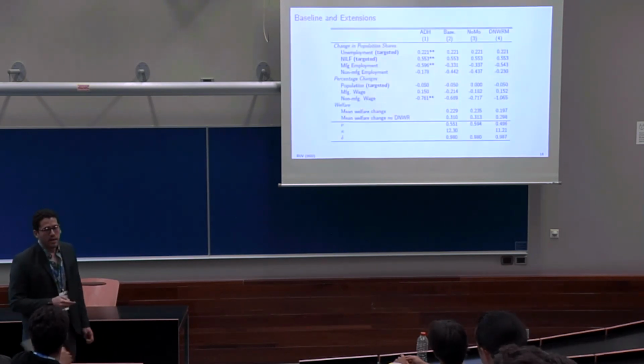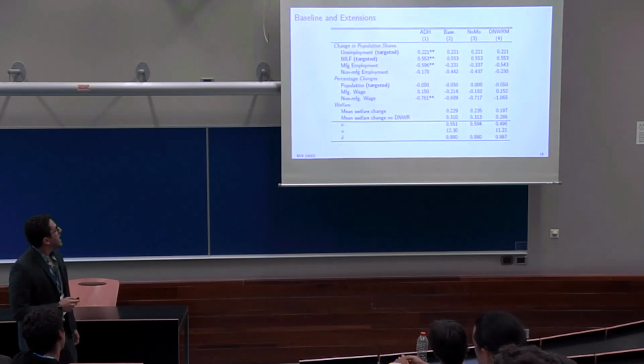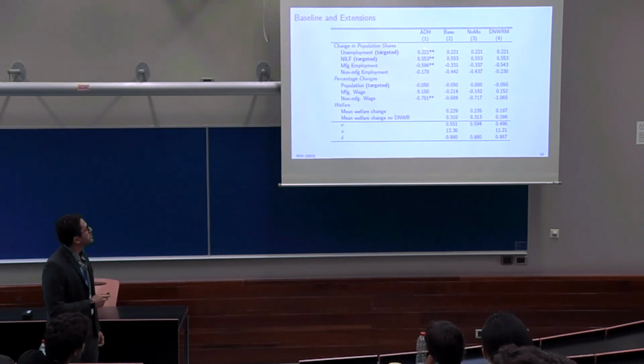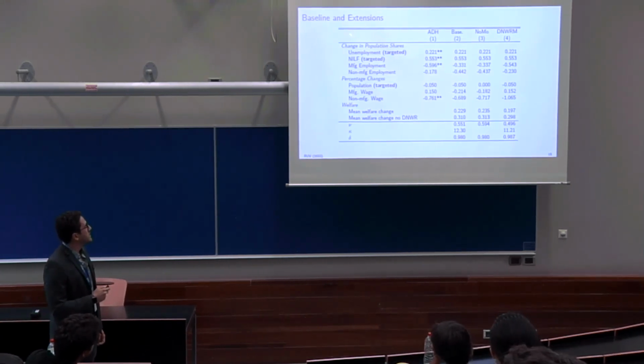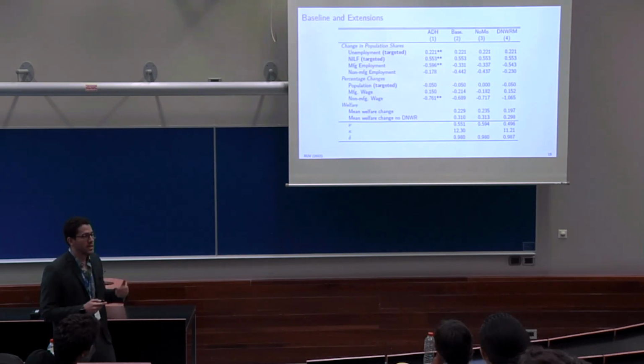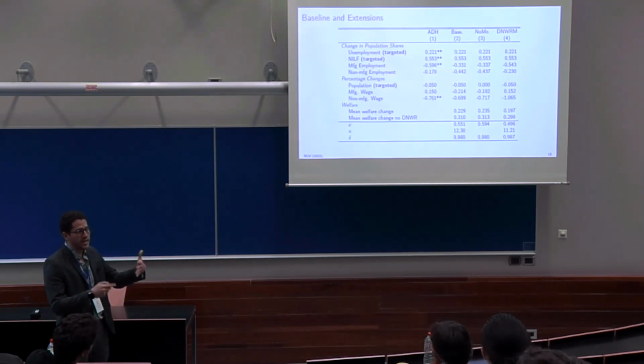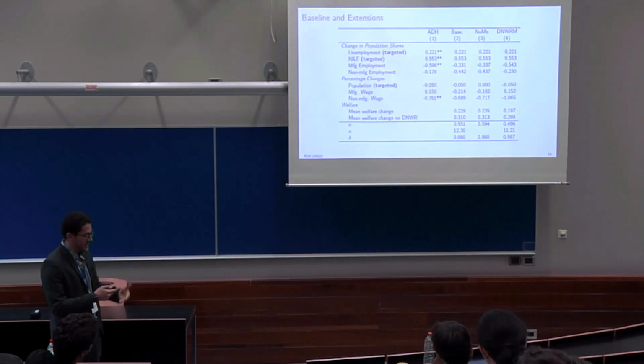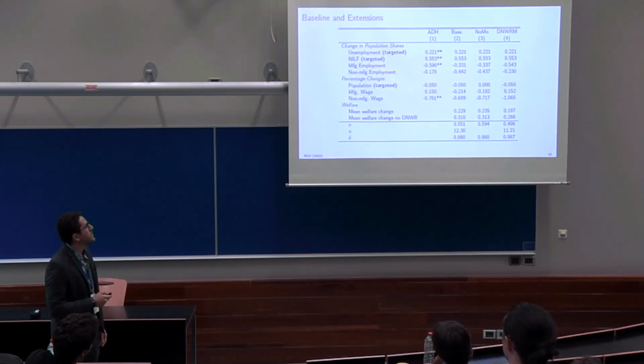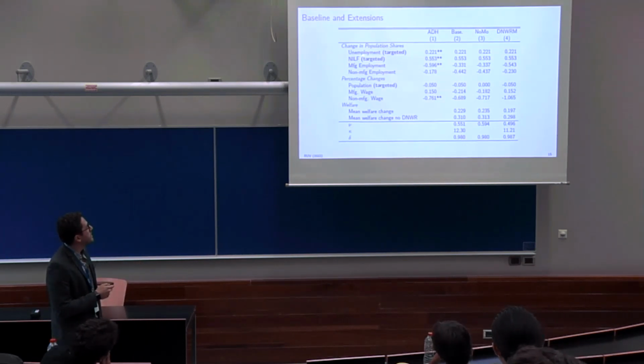And here we have some of the results in our baseline and the extensions. Let me tell you what's going on here. Here we have how additional exposure to China, using this ADH-like exposure but at the state level, affects different quantities, like unemployment, not in the labor force, population, but also manufacturing and non-manufacturing wage, and manufacturing and non-manufacturing employment.